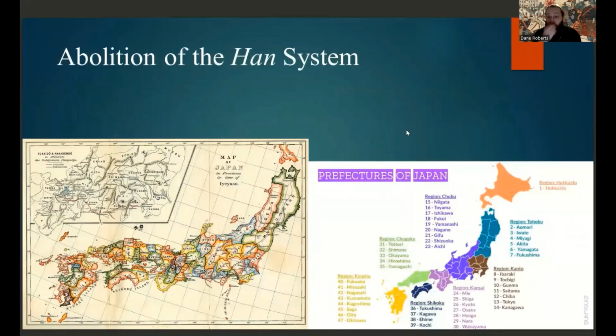This also was shortly followed by the abolition of the Han system. The Han system was the system of provinces that existed during the Tokugawa shogunate, where daimyo, provincial lords, governors, originally warlords and feudal lords, were sequestered to their own specific domains, whether they be Satsuma or Choshu or Tosa, or say Echigo over here, and things like that.